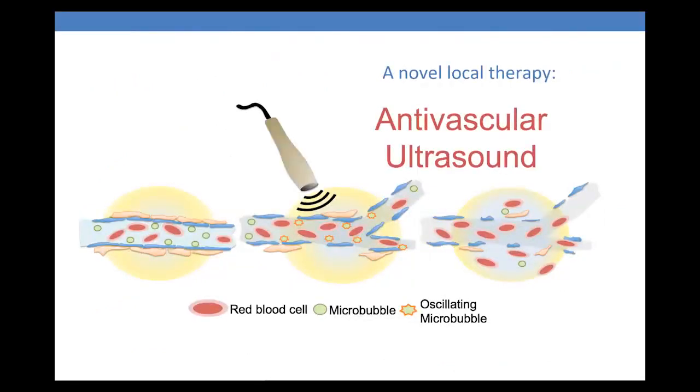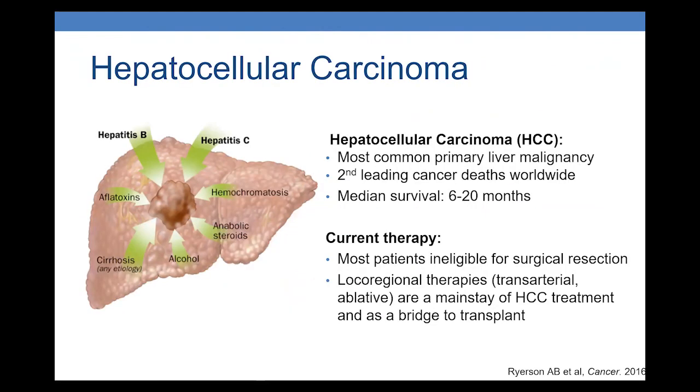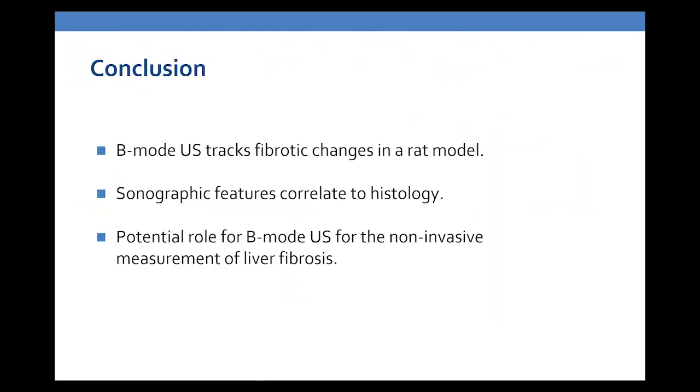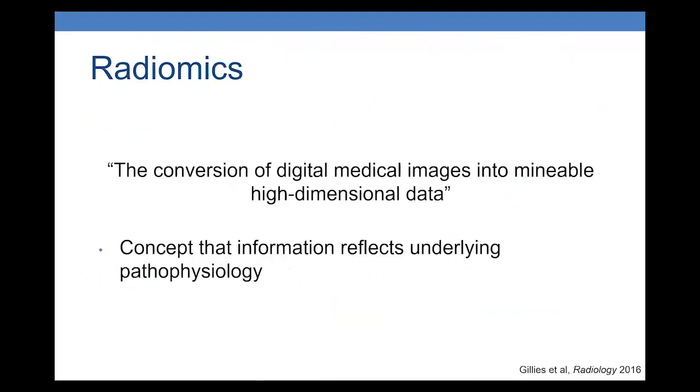Another thing you mentioned, you said, ultrasound, one of the advantages is it's multi-feature. So you can use multi features to identify multiple biomarkers. Can you comment a little bit more on that? You mean for the fibrosis study, or for both? It's actually, yeah, multi-features.